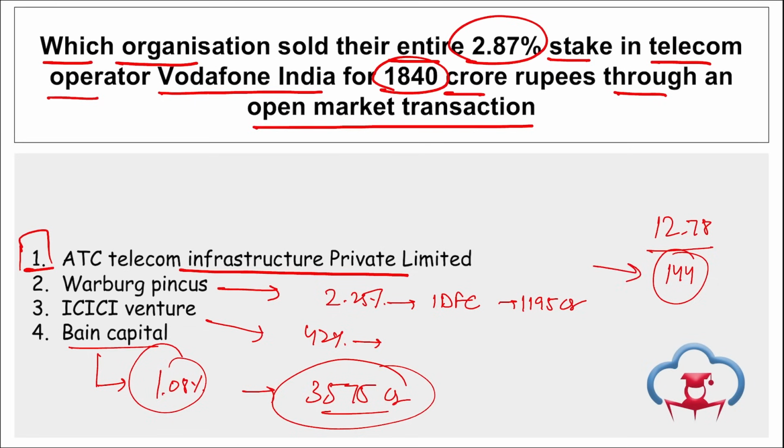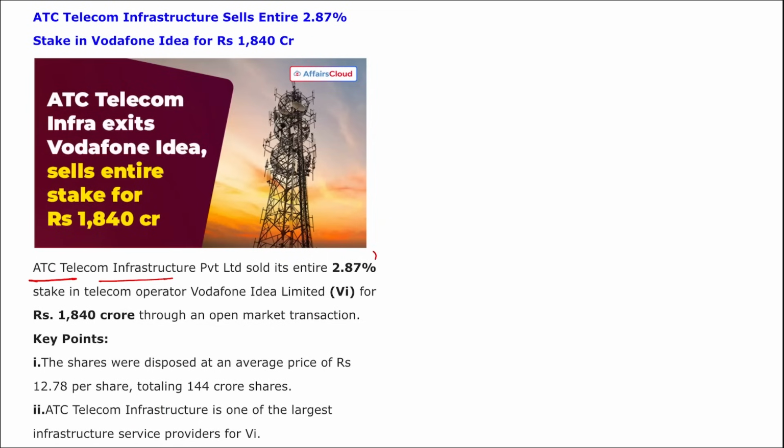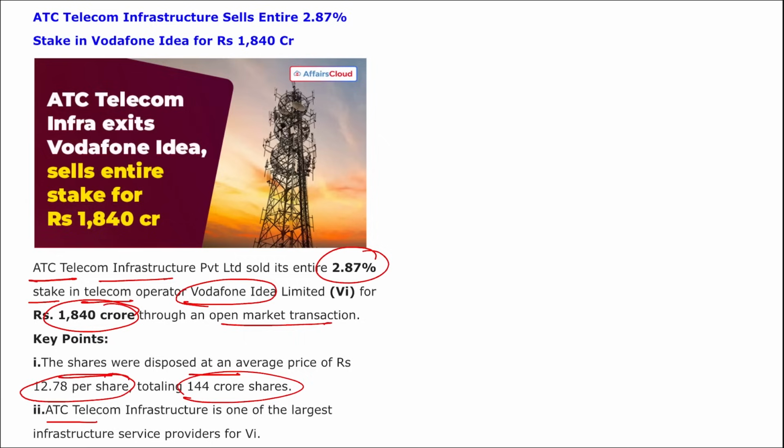And we saw that here ATC sold 144 crore shares. Out of this, 49.12 crore shares were acquired by City Global Markets of Mauritius. Right? Do take a note of this also. Next here you can see ATC Telecom Infrastructure. They sold their 2.87% stake in telecom operator Vodafone India for 1840 crore rupees through open market. The shares were disposed at an average of 12.78 rupees per share, totaling 144 crore shares. And ATC Telecom Infrastructure is one of the largest infrastructure service providers for Vodafone India.